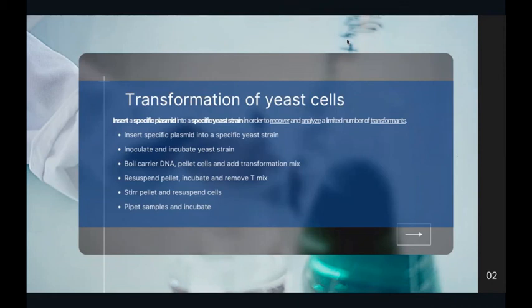And after incubating in a water bath, the transformation mix has to be removed with a micropipette. And with the help of the microcentrifuge, the pellet can be stirred and the cells resuspended, to then pipette the samples onto SC selection medium plates and incubate them.